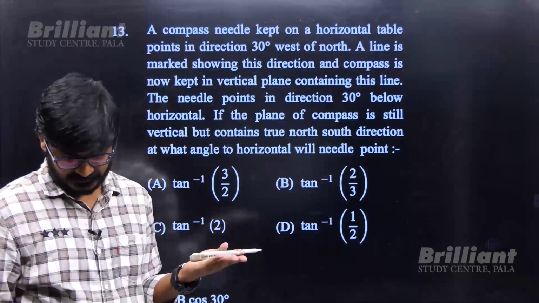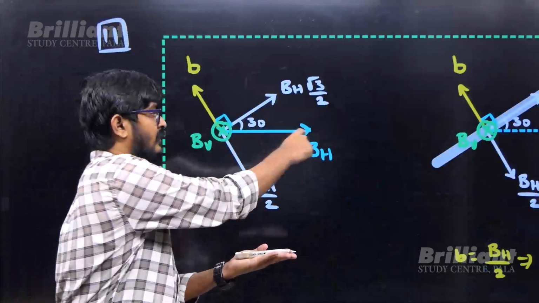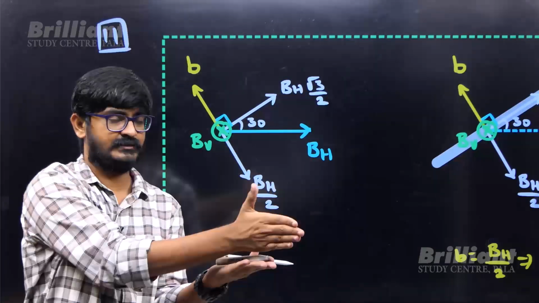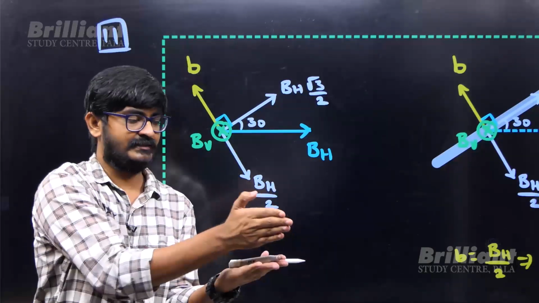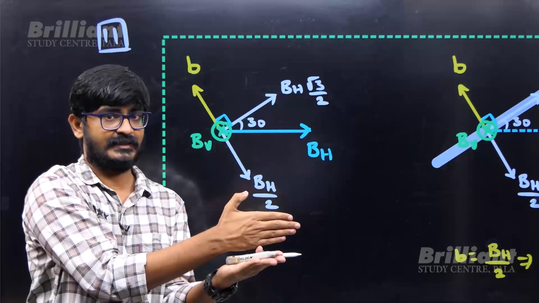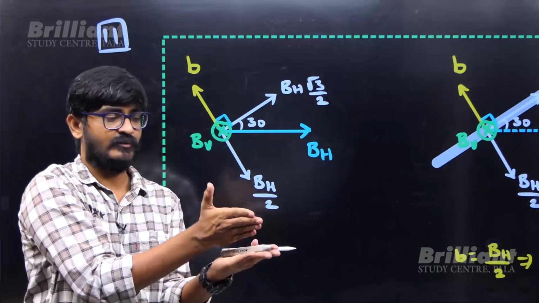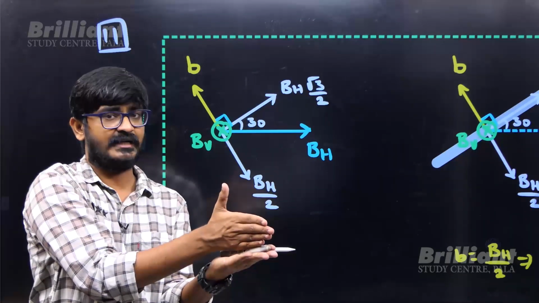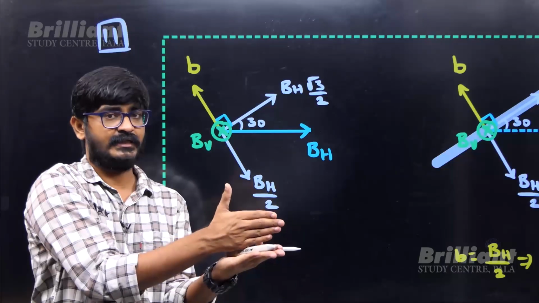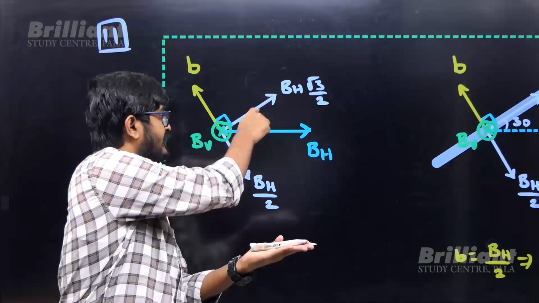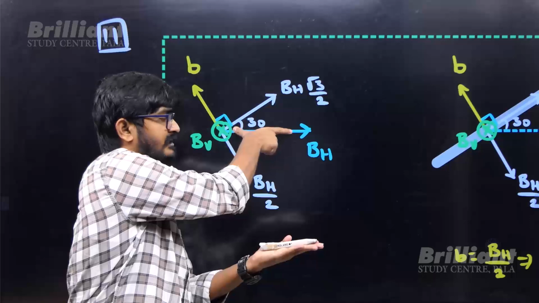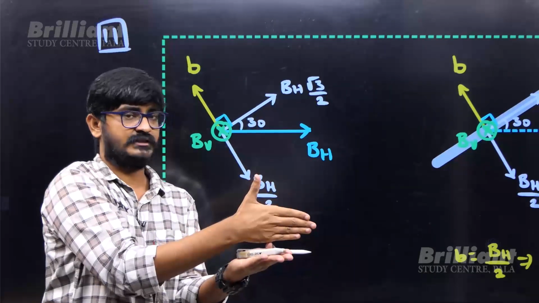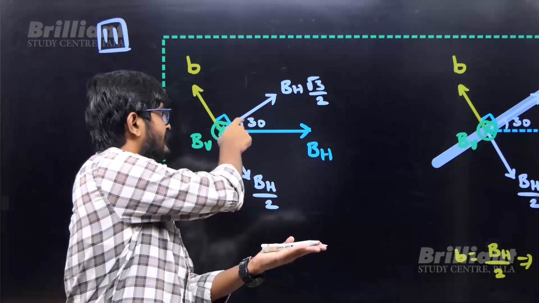Now if I show that figure, this is the horizontal magnetic field, but the needle is not pointing in this direction. It is pointing in this direction. So what I will be doing is resolving this horizontal magnetic field into two components: cos 30 and sin 30. This horizontal magnetic field I am resolving into cos 30 and sin 30.